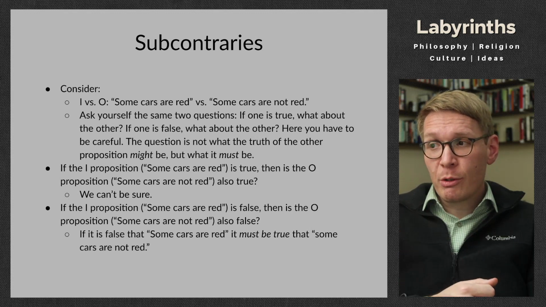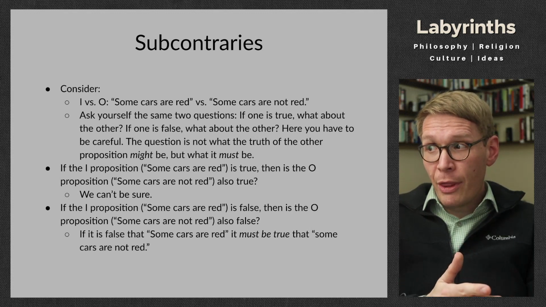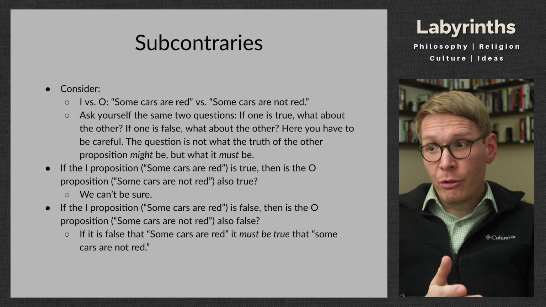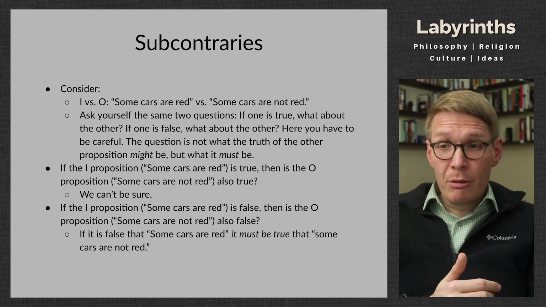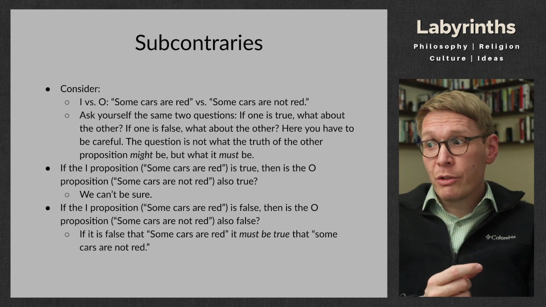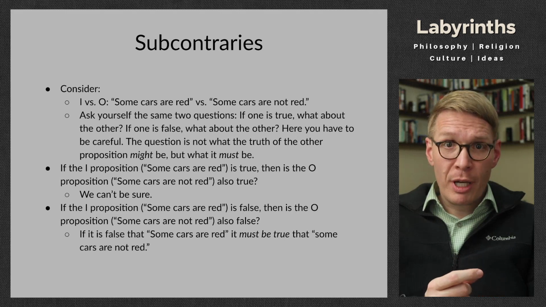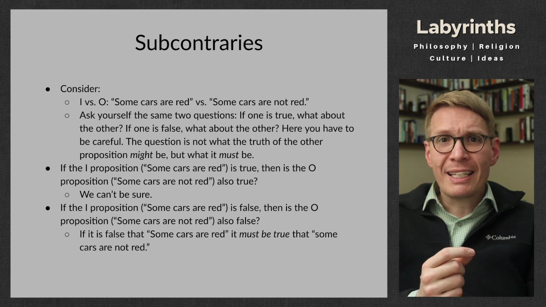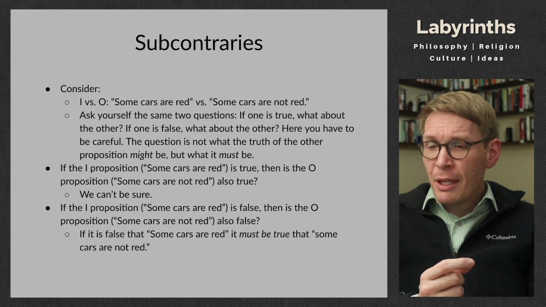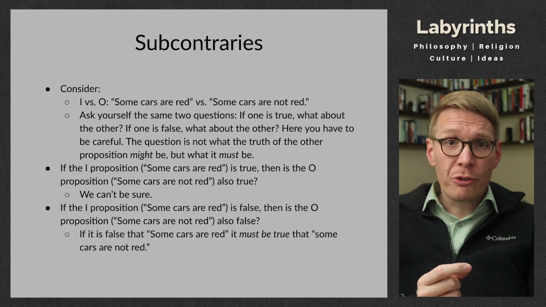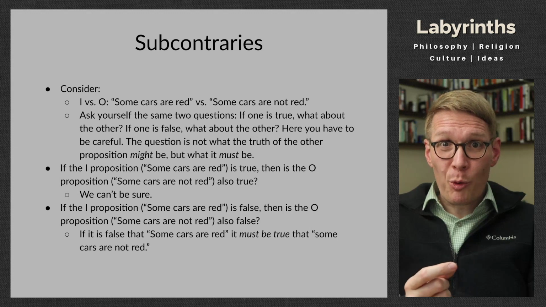If the I proposition, some cars are red, is false, then is the O proposition, some cars are not red, also false? And we have here, if it is false that some cars are red, then it must be true that some cars are not red. Why? Because if I know that not a single car is red, then it must be the case, if I have cars, that some of those cars are not red, because none of them are red, right?